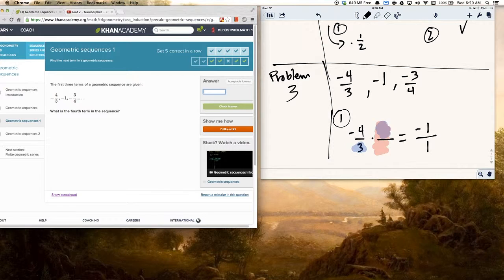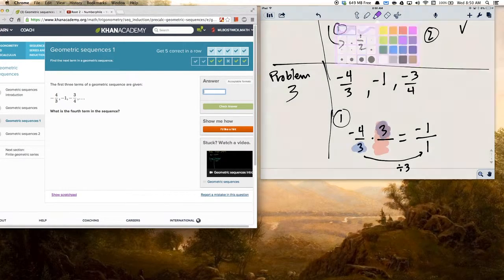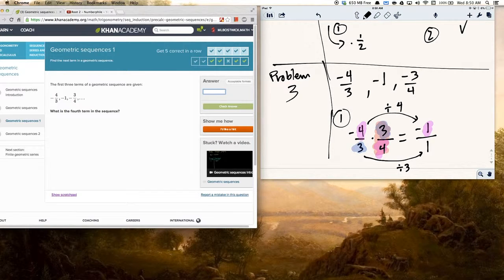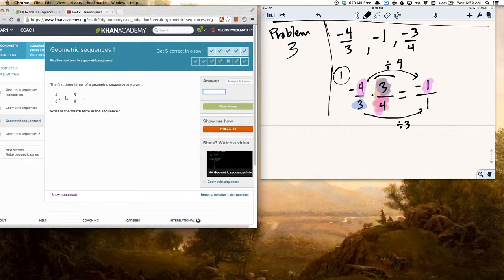And so that's the first thing I'm going to notice. To make 3 into 1, I need to divide by 3, which means a 3 has to go on top of the fraction. To make, we'll do pink, to make 4 into 1, or sorry, -4 into -1, I have to divide by 4, which means there has to be a 4 on the bottom. And so I'll put that 4 down here. And so that's -4 thirds times 3 fourths. The 3's cancel, the 4's cancel, the negative sign comes across, and so I end up with -1/1. So that tells me my multiplier is 3 fourths.